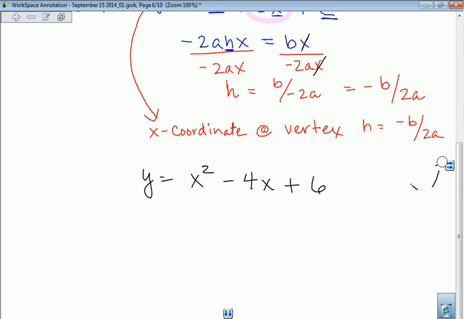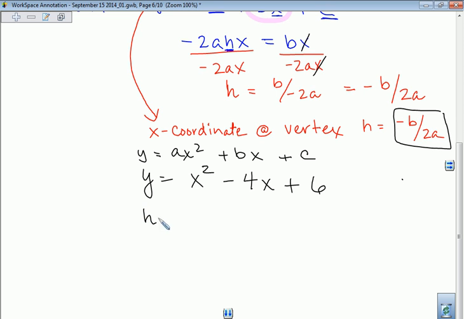So we want to be able to find the vertex. Since this is in standard form, which is ax squared plus bx plus c, you can easily find the vertex by doing negative b over 2a. So the x value at the vertex, if you want to call it h, you sure can. It is negative b, which makes that a positive 4, over 2 times a. What is a in that equation? 1. So the x value at the vertex is 2, isn't it? 2. Let me switch this to f of x.